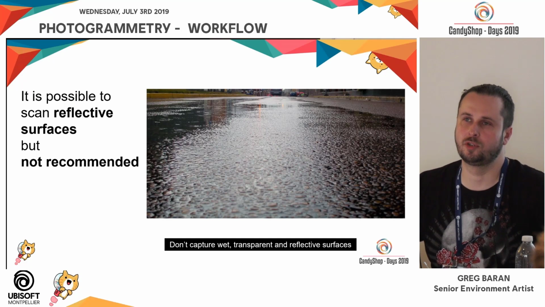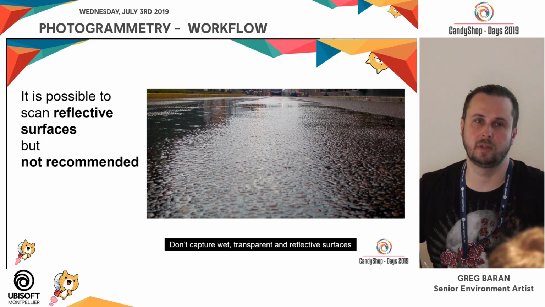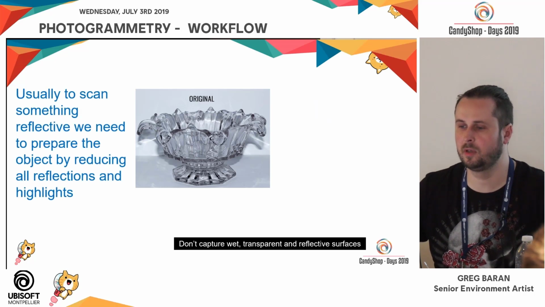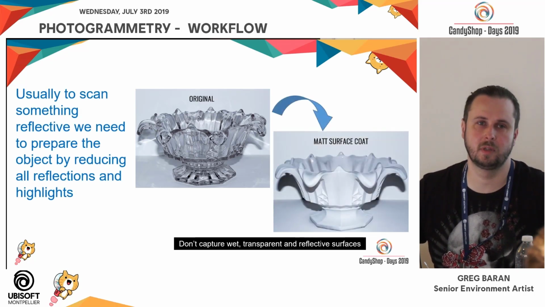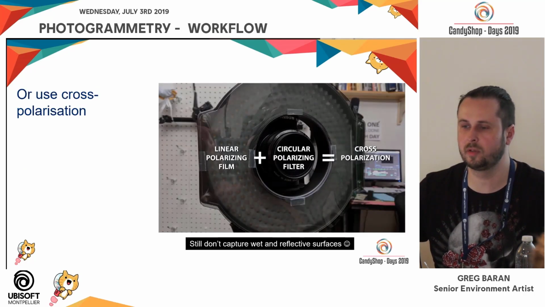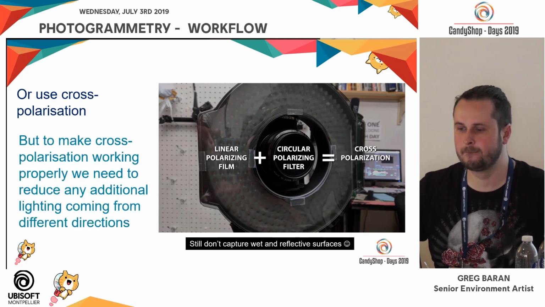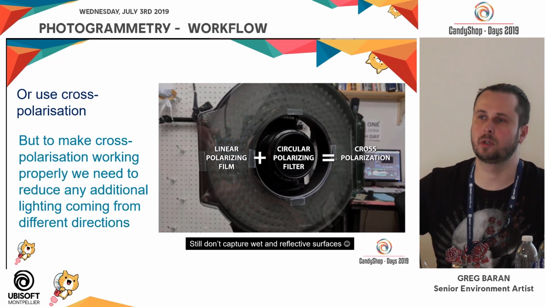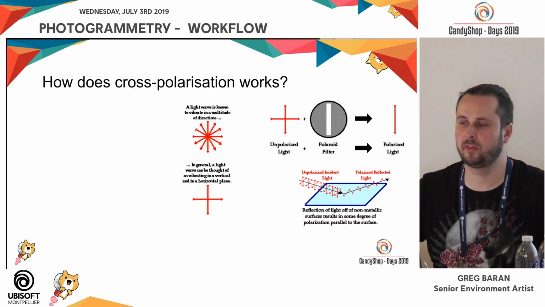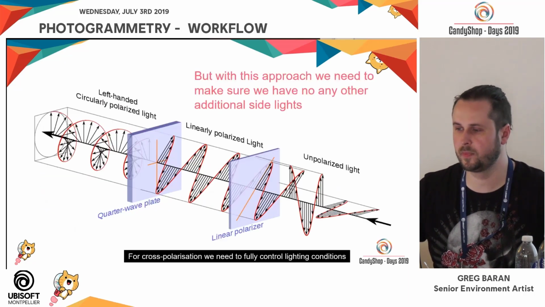We shouldn't shoot anything which is reflective. It's possible, but it's not recommended. So, for example, to shoot something like glass, we need to cover it with matte substance. And this way we can get this prop reconstructed. Or we can use cross-polarization. But to make cross-polarization work, we have to remove all additional sources of light, because, as I said, we can cut just one angle of light at a time.